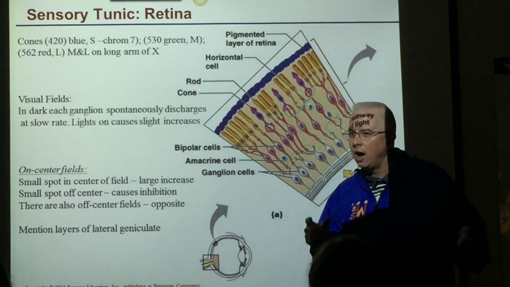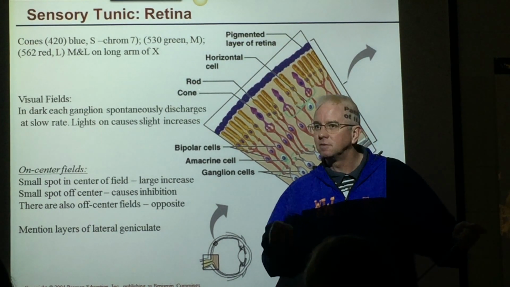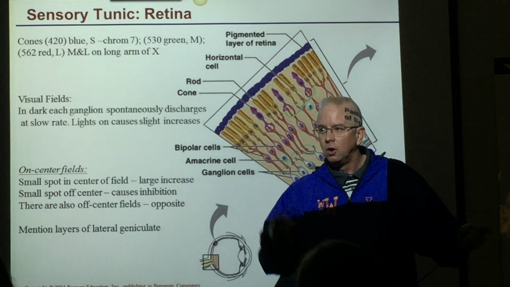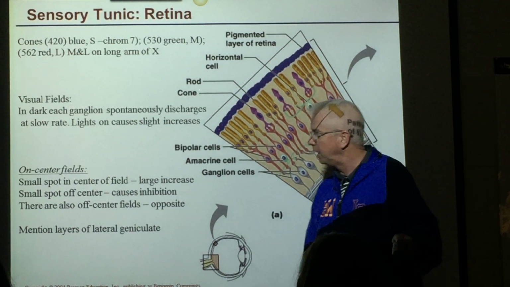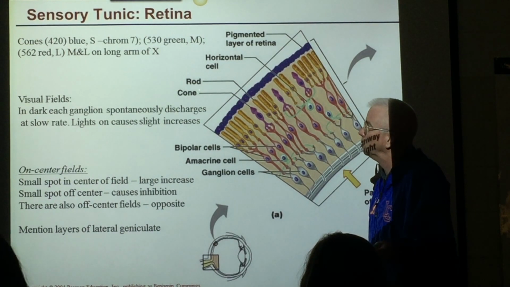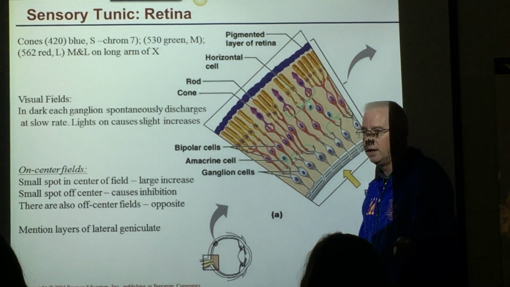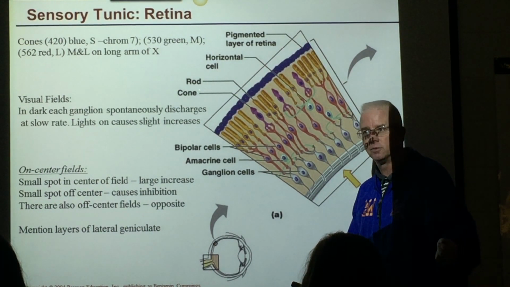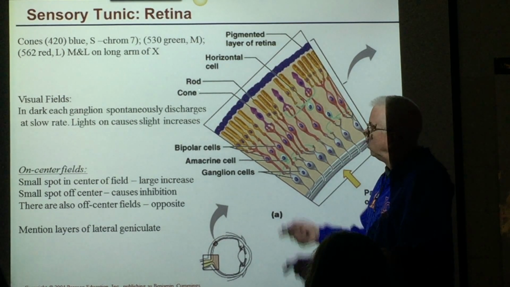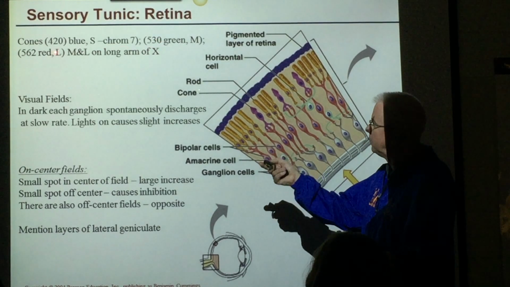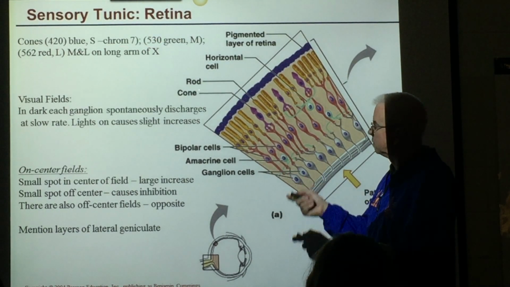Why do guys have color blindness more than girls? We don't have one X. So the girls have a much higher chance. It's more difficult for males to carry the recessive condition because of that. So 530 on the greens, 562 on the L's, the M's and L's on the long arm.